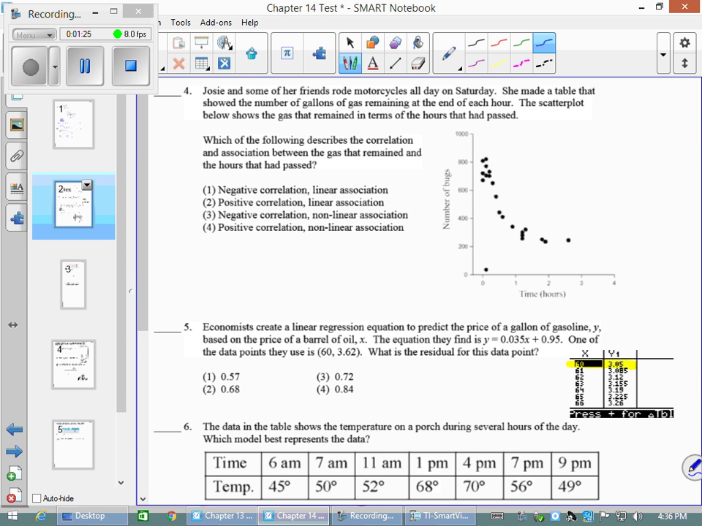Question 4 is asking us which of the following describes the correlation and association between the gas that remained and the hours that had passed. So again, if you just tried to sketch some shape that would fit best at this data, we can see it's definitely not linear. So I'm going to get rid of choices 1 and 2. It does appear to have a negative correlation because it's going down. This looks like some type of exponential decay. So I would choose here choice 3. It's nonlinear and it's negative.